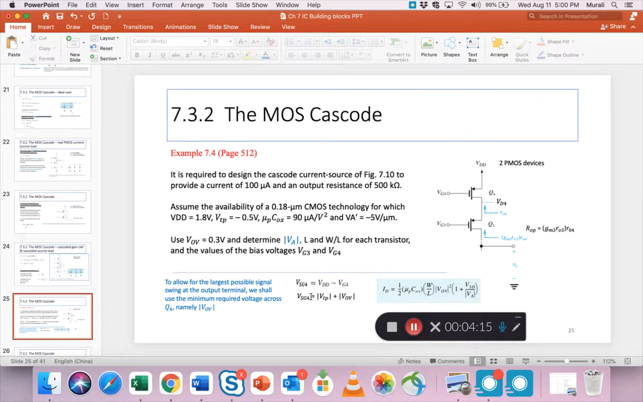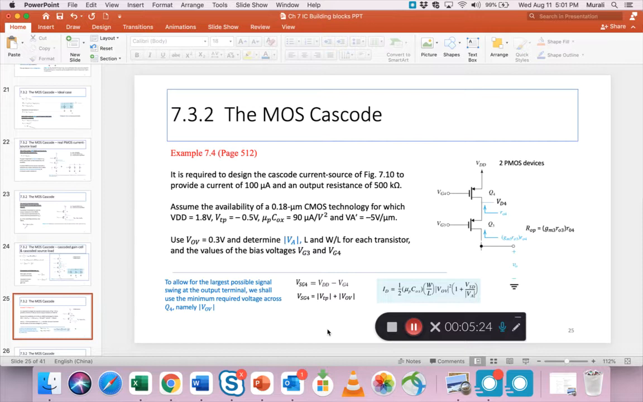Then comes a little bit of the interesting part, which I think is important to understand. Firstly, he finds VSG4, 0.5. He doesn't mention the formula, so it may be a little confusing, but I've got this here. So VSG4 is the absolute value of VTP, which is 0.5, plus the overdrive voltage, which is given. So VSG4 is 0.8. Now, another formula for VSG4 connects the gate bias to the SG drop between source and gate and VDD. So he uses this formula to find VG4 as 1 volt. Okay, so make sure you see how those steps in the middle, he uses these formulas to get them.